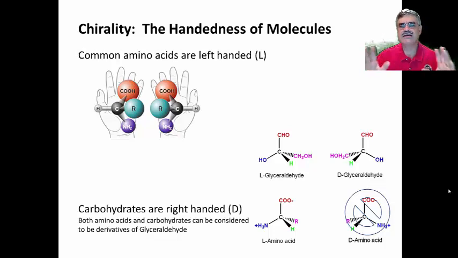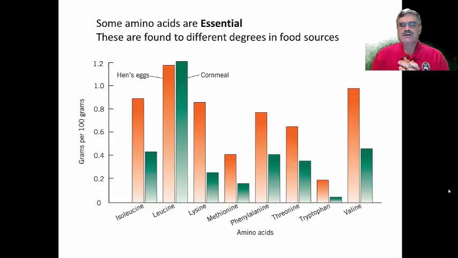Now these L and D stand for levorotatory and dextrorotatory. That means it rotates light, plane polarized light to the left or to the right. I won't burden you with that. But this is an interesting division of labor that exists in biology or in biological systems. Amino acids are all L, carbohydrates are all D. How about that? Okay, now of these 20 amino acids, some of them can also be described as essential.